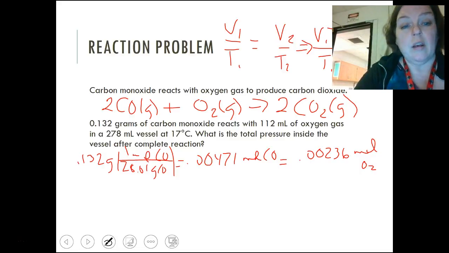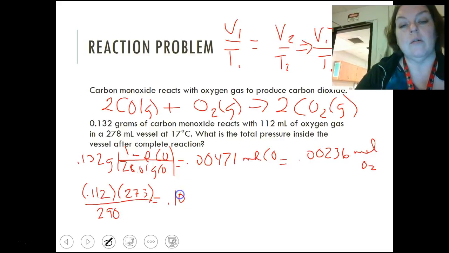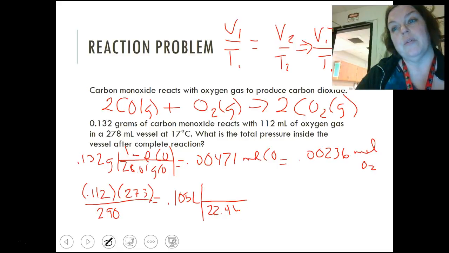Basically, we plug in 0.112 liters, let's just put it that way. T2 is 273 because that's the STP that we're looking for. This temperature is 290, which is 17 degrees Celsius, and we get 0.105 liters. We can then change that to moles. Even though it's at a different temperature, it's going to be the exact same number of moles. I know that's a little strange, but remember, as temperature increases, the volume is going to increase. So even though the number of moles doesn't change, the volume does because of the temperature.